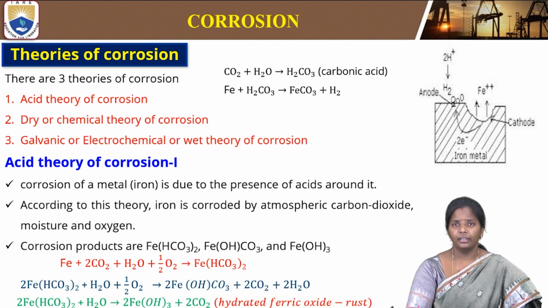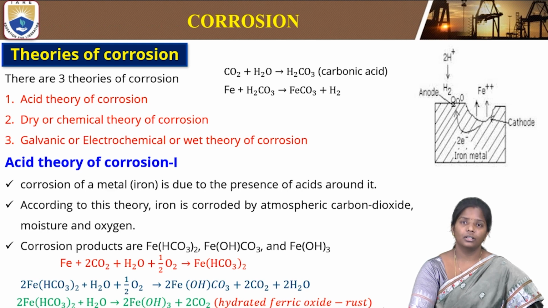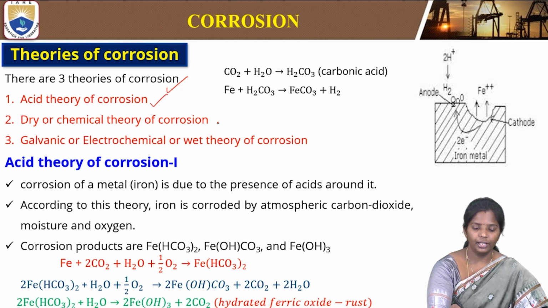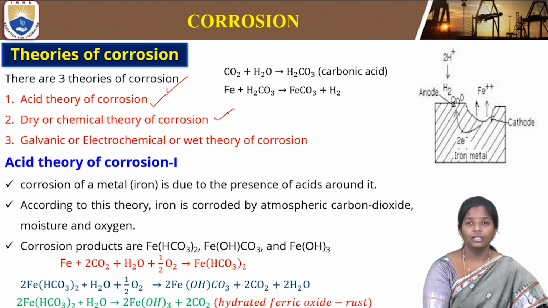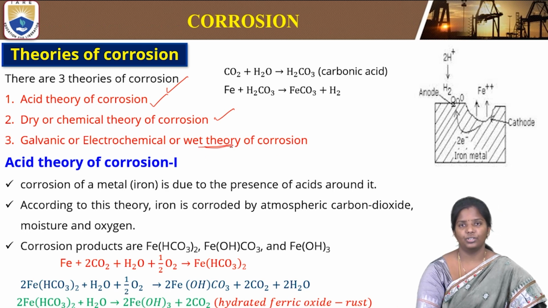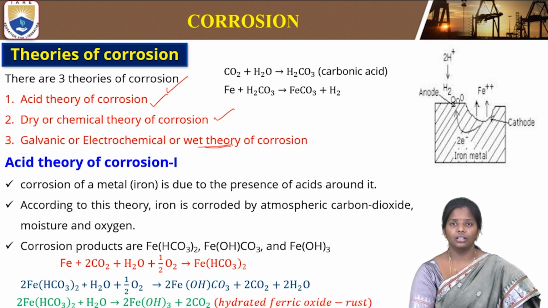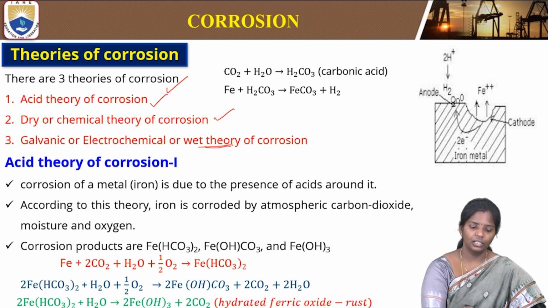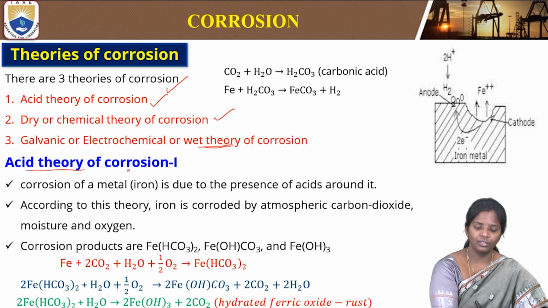There are different theories of corrosion that explain the corrosion mechanism. There are basically three theories: the acid theory of corrosion, the dry or chemical theory of corrosion, and the galvanic or electrochemical or wet theory of corrosion. These are the three different theories that explain the corrosion of any metal. The first one is the acid theory of corrosion.